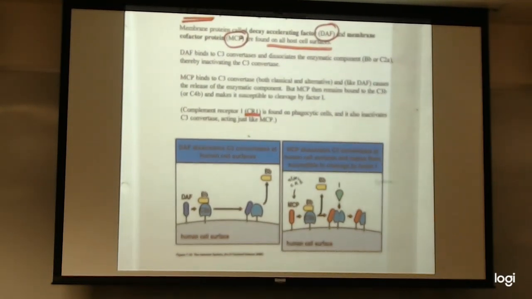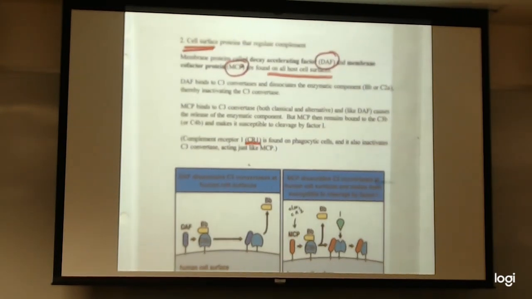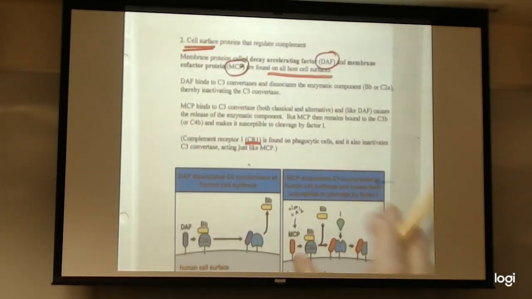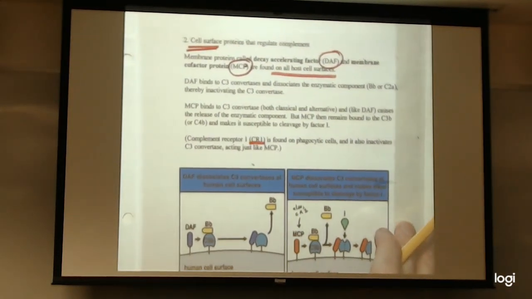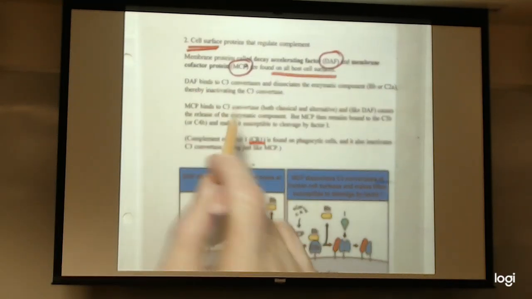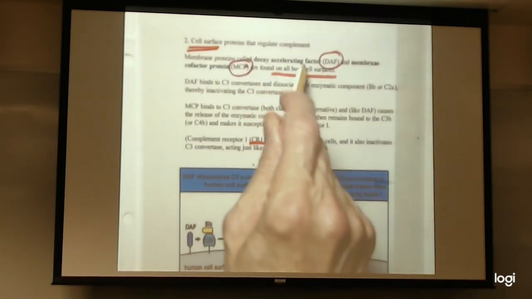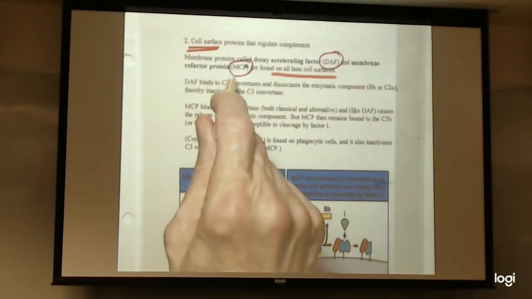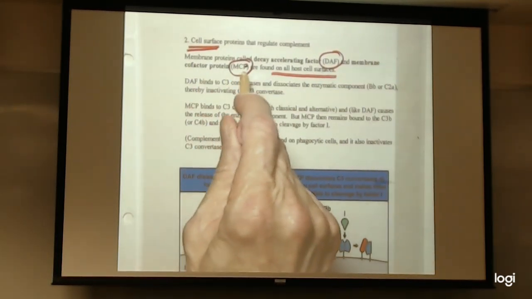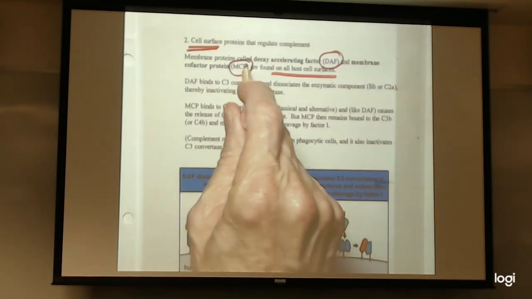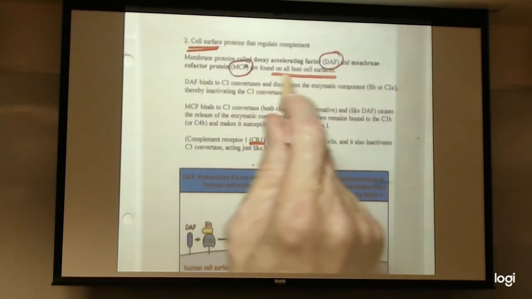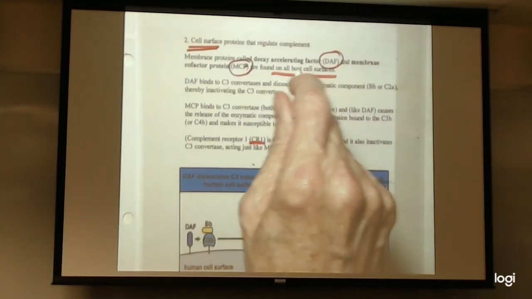Now, that was all about blood proteins that dampen down the complement response. Now let's talk about cell surface proteins that can dampen down the complement response. The membrane proteins are called decay accelerating factor, DAF, and membrane cofactor protein, MCP. That's a typo on the slide, it should be MCP. They are found on all host cell surfaces.